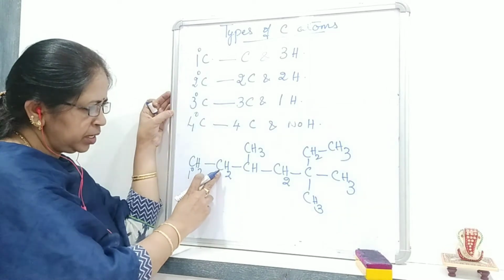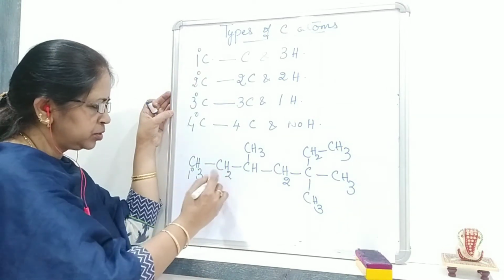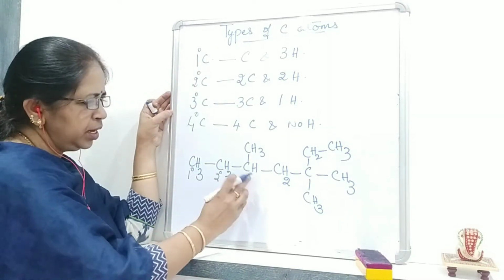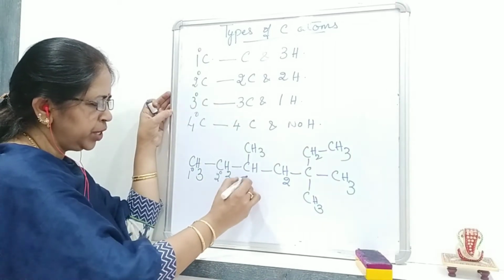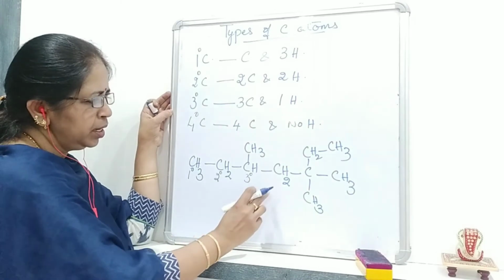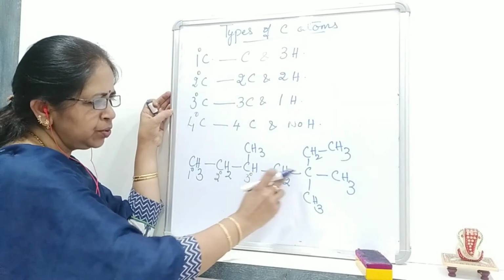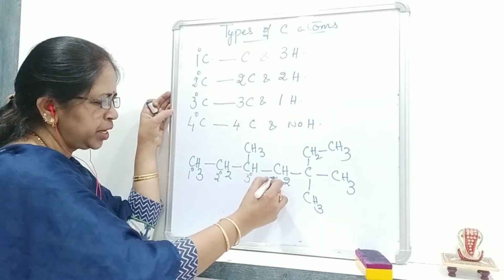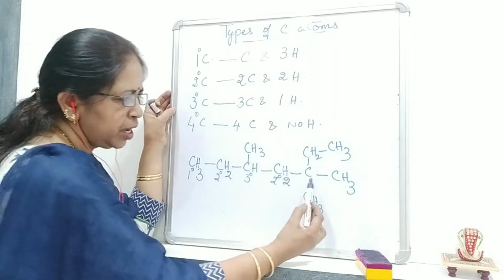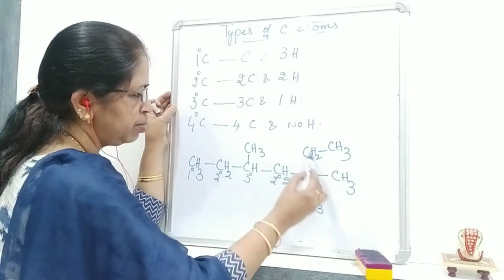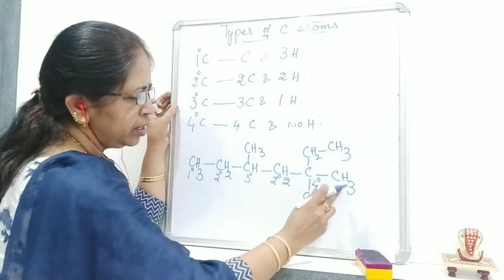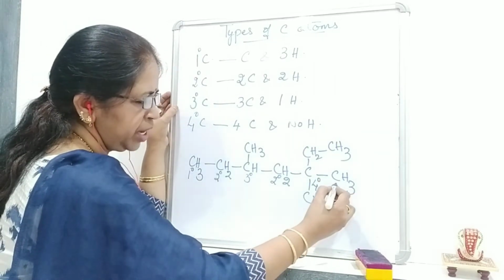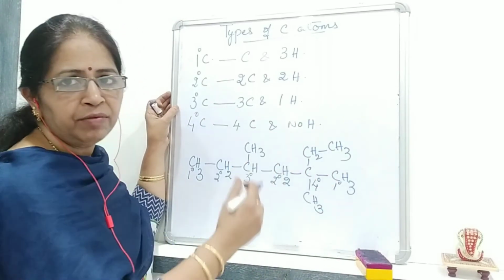And this carbon is attached to two other carbon atoms, so it is a secondary carbon. And this carbon is attached to 1, 2, 3 carbon atoms, so it is a tertiary carbon. And this carbon is attached to two other carbon atoms, so it is a secondary carbon. And this carbon is attached to 4 carbon atoms, so it is a quaternary carbon atom. And this is again a primary carbon which is present at the end of the chain.